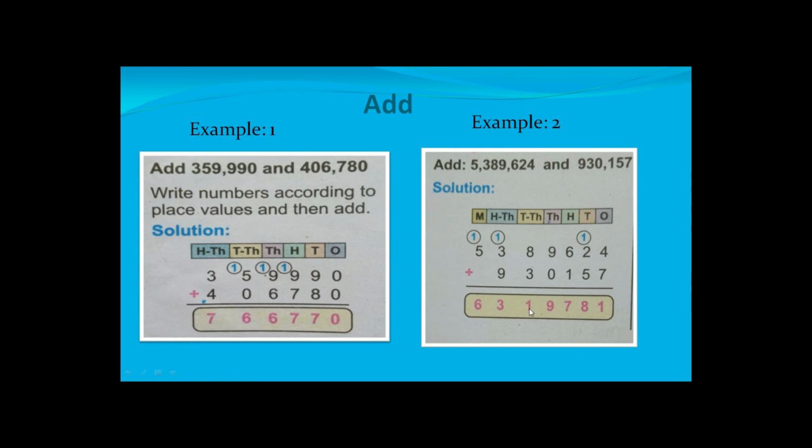Again a 2-digit value, and 1 will be here, and 1 will be carried by 3. 3 plus 1 is 4. 4 plus 9 is 13. And it is again a 2-digit value. We have to write 3 over here because 3 is the ones place value, and 1 will move towards 5. 5 will carry it, and 5 plus 1 is 6.